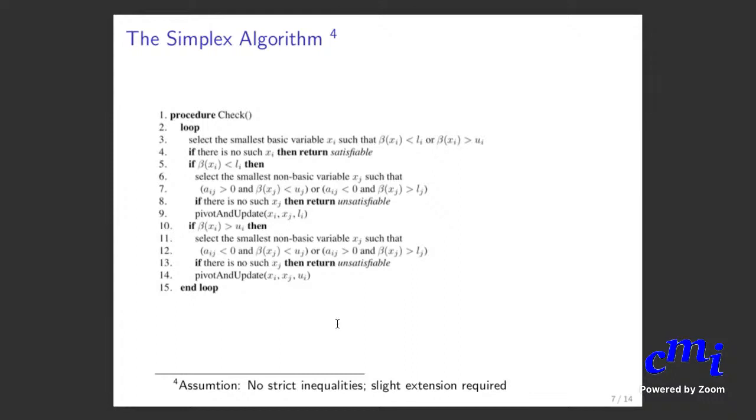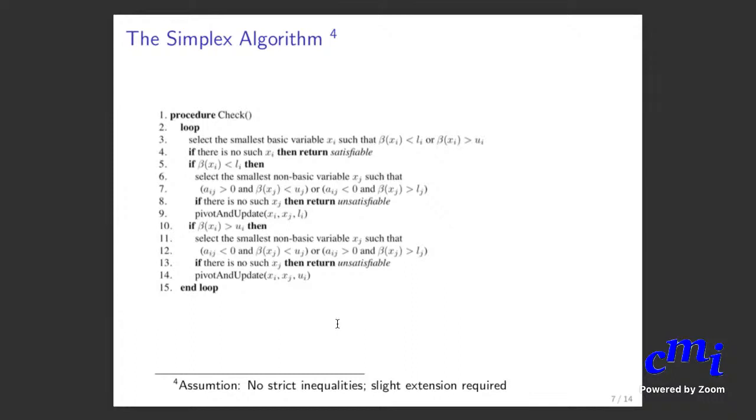Now, if it is violated, then there are two cases. It is either less than the lower bound or greater than the upper bound. Those are the two cases. If it's less than the lower bound, then you select the smallest non-basic variable to exchange. Smallest means in the strict order that I said, such that, if xi is less than Li, you have to increase it.